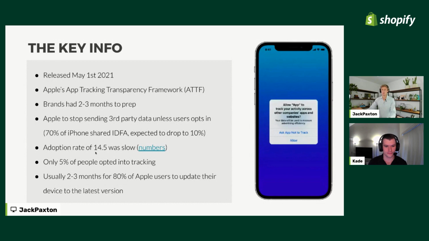Now, the adoption rate of 14.5 was relatively slow. It usually takes 2 to 3 months for Apple users to fully update to the latest version. Now, of the people who have updated so far, only 5% of people have opted into tracking. So it's totally normal to see a big drop in your advertising ROAS and all of those statistics that are getting shown in your Facebook ad account. So don't panic, because the conversions are still happening. They're just not getting tracked as well.